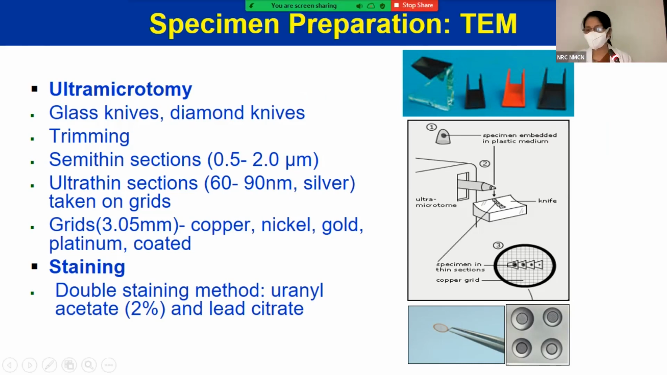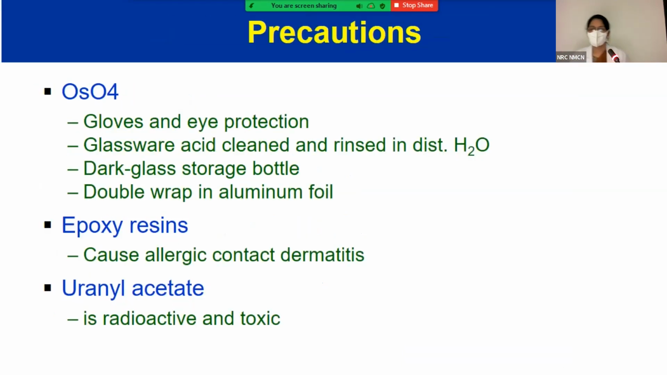This is the grid, right? You can see this. Just a small copper grid where we keep the section. It is around 3 millimeters in diameter. That is all. Of course, in electron microscopy, we are using materials like resin, osmium tetraoxide, uranyl acetate, lead citrate. So this is all hazardous material, and therefore we need to take into account a lot of precautions when we are in an electron microscopy laboratory.